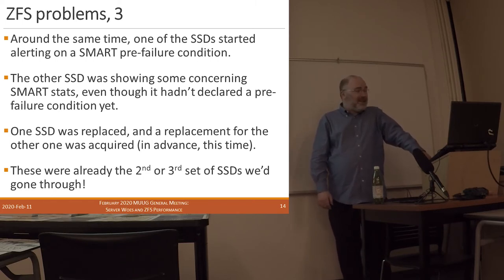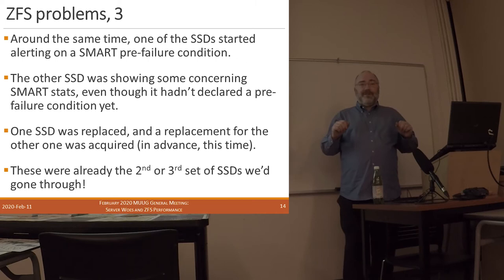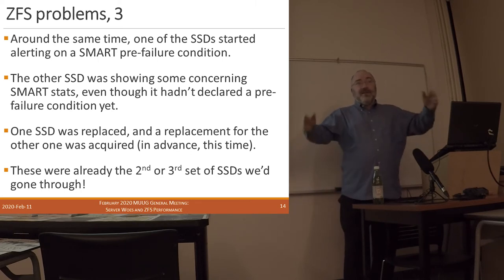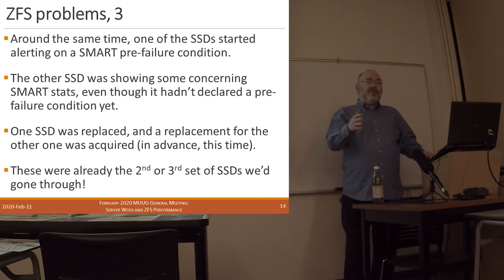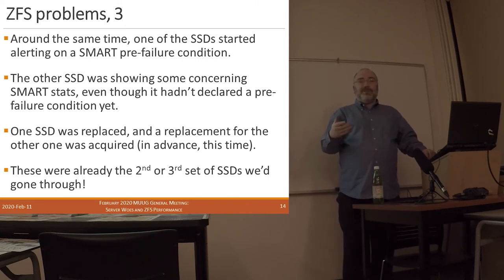Now the second SSD is still showing some problems. If you've used SMART, you're probably aware that it refers to what is called a pre-failure condition. So one of the SSDs was full on into pre-failure mode, sending off alarms, emails, alerts, do something. Okay, fine, we replaced you. The other one is in what I will call the pre-failure mode, where one of the pre-failure counters is incrementing very, very, very rapidly, but hasn't actually triggered the pre-failure threshold and triggered the warning yet.